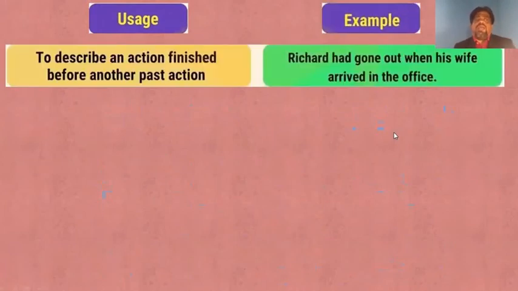To describe an action finished before another past action. Richard had gone out when his wife arrived in the office. So, his wife arrived, but Richard had gone out before, because it is not after his wife came that Richard left. Before Richard's wife came, he left the office. So we could say Richard had gone out when his wife arrived in the office.